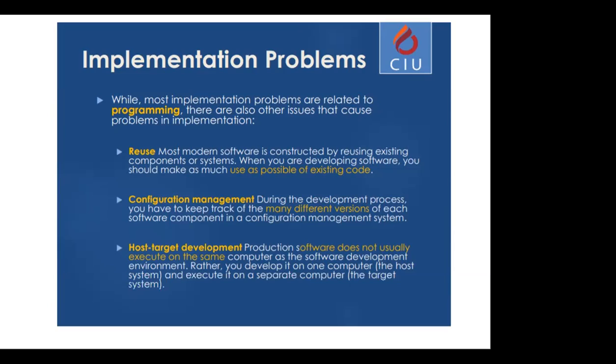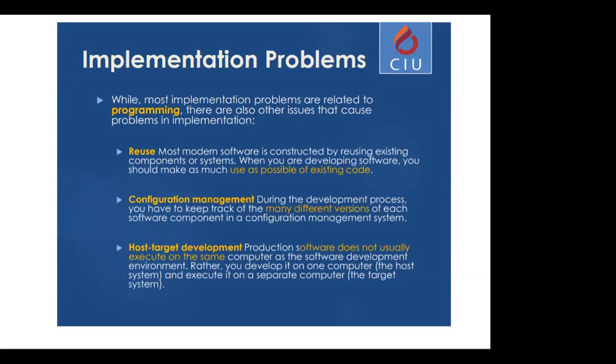Configuration management: during the development process, you have to keep track of many different versions of each software component so you can revert back. You have some experience with this now because you did an assignment on GitHub. You know how to use this repository software and also combine it with other software. So you can work on different parts, keep different versions, and combine the software all together.